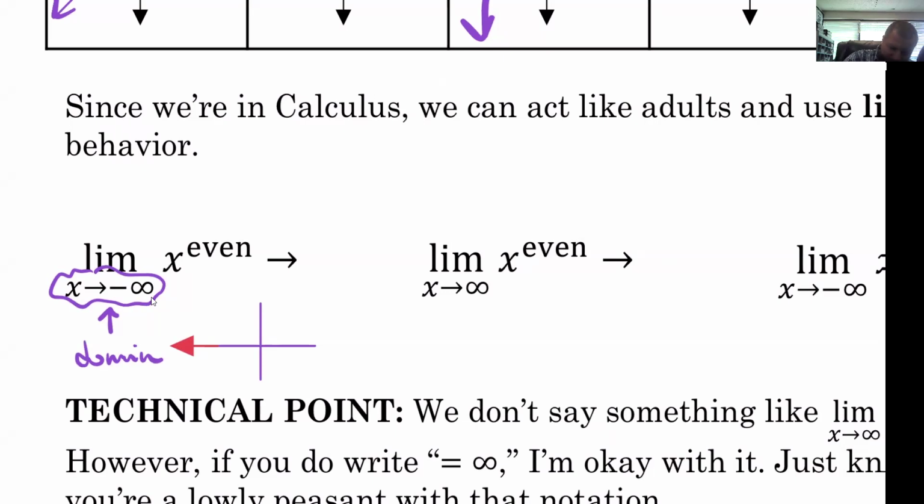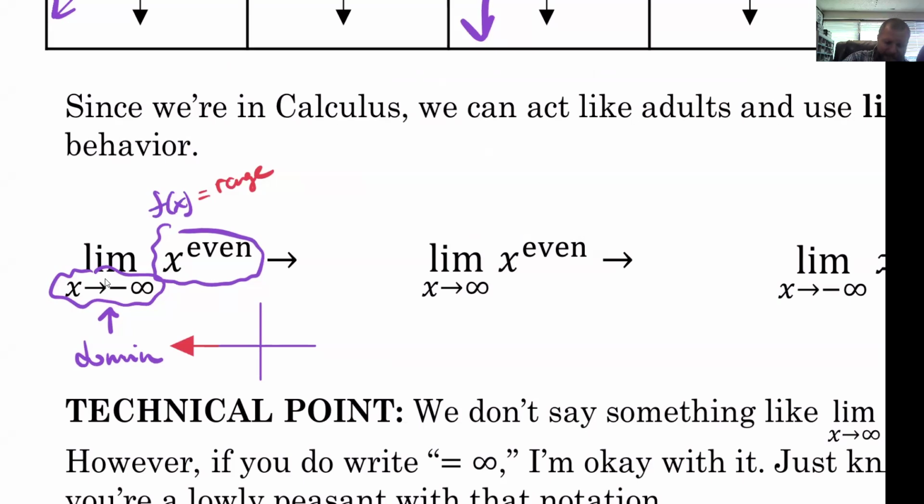This right here is usually going to be our function, so this is f of x. Remember, this tells us something about the range of the function, the y values. So this notation is saying, as our input values get really, really big in the negative direction, what do our y values start to do?